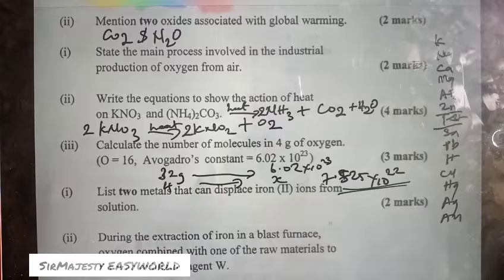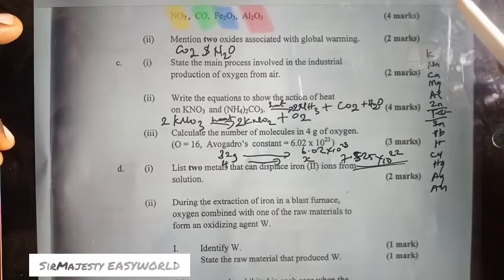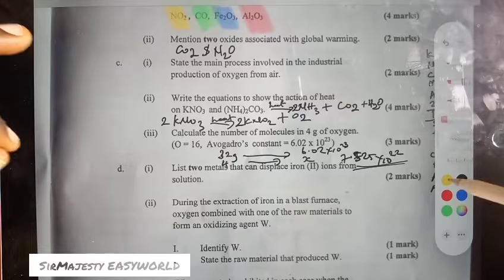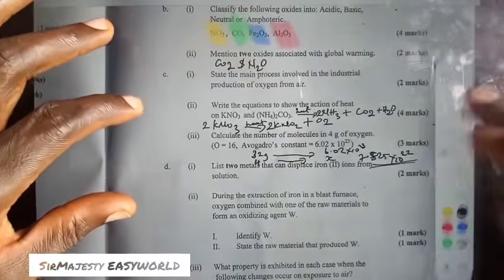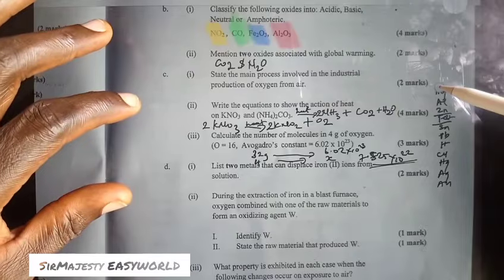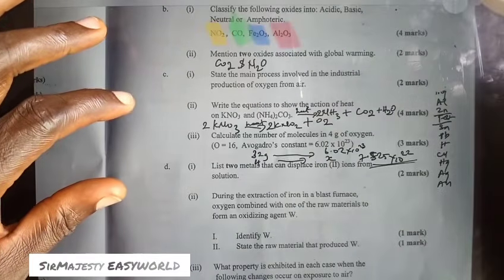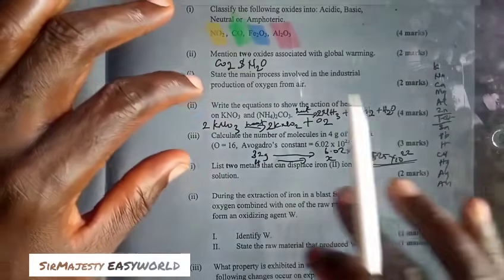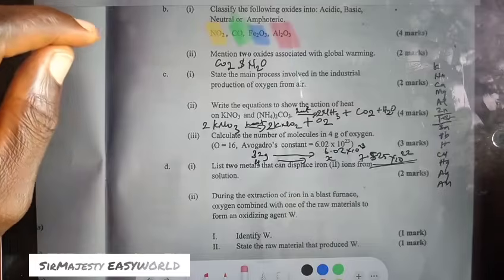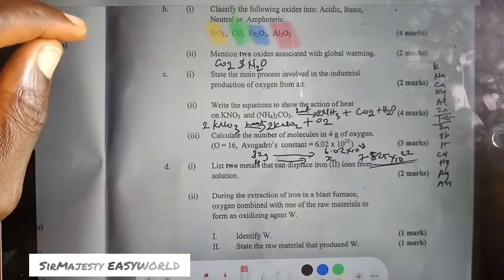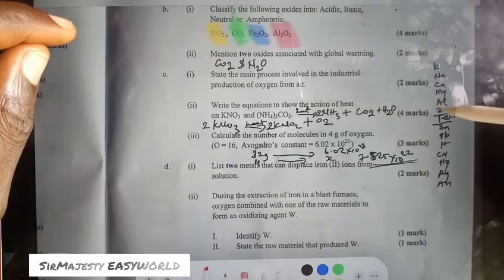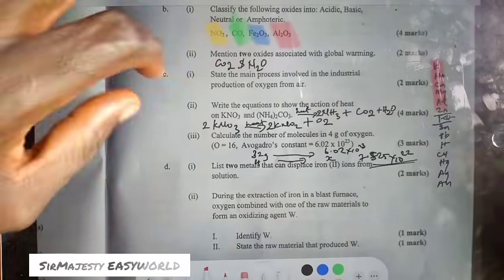So the next one says, during the extraction of iron. I guess someone understood what I just did here. If you write those ones above, yeah, correct. Then those ones below are not correct.